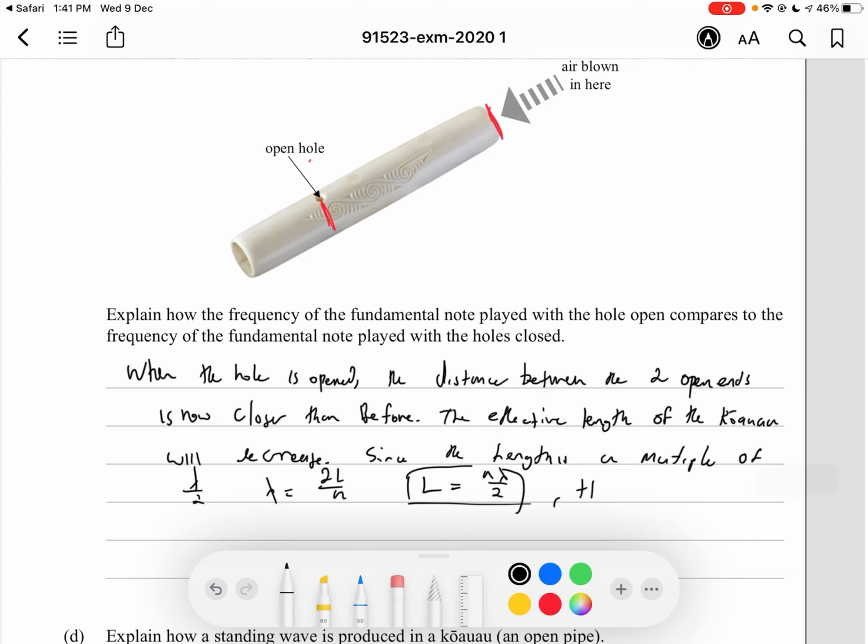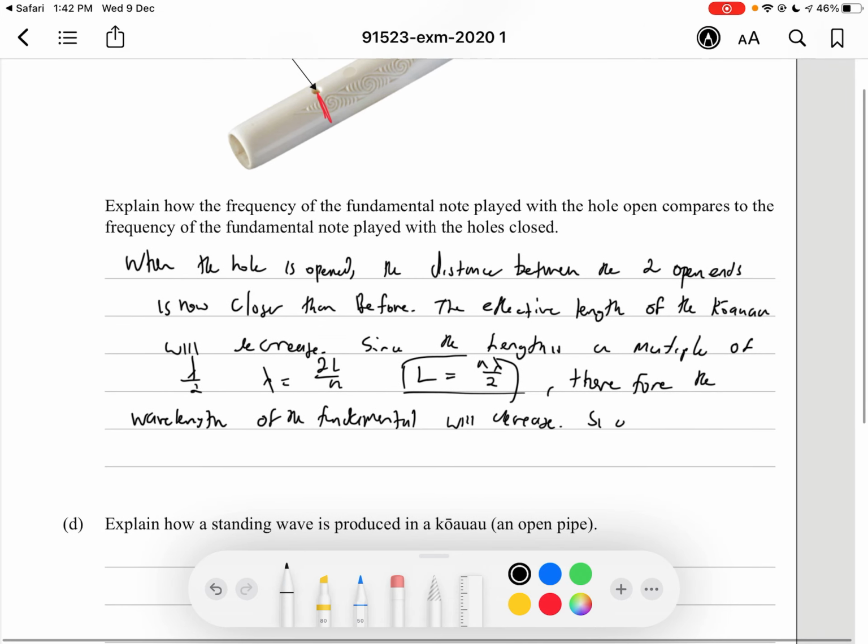So therefore the wavelength of the fundamental will decrease. Alright, so we can say since the medium is unchanged, the speed of the wave in the KOO stays the same.